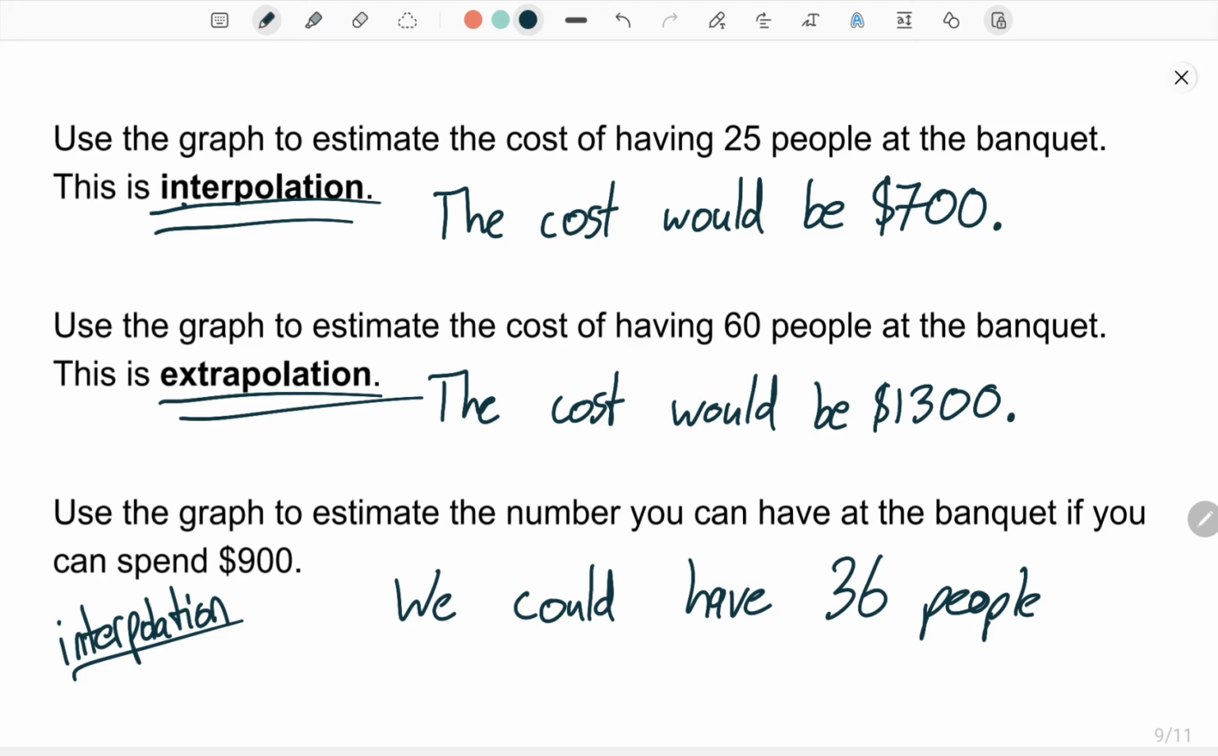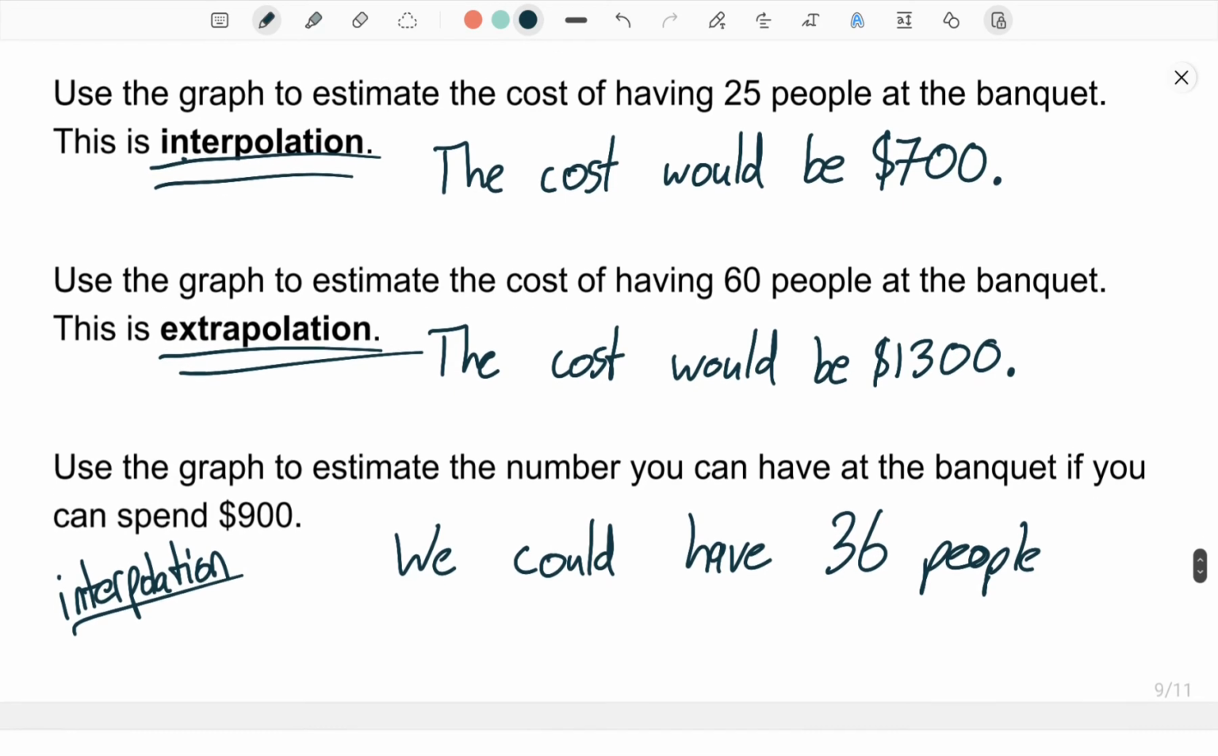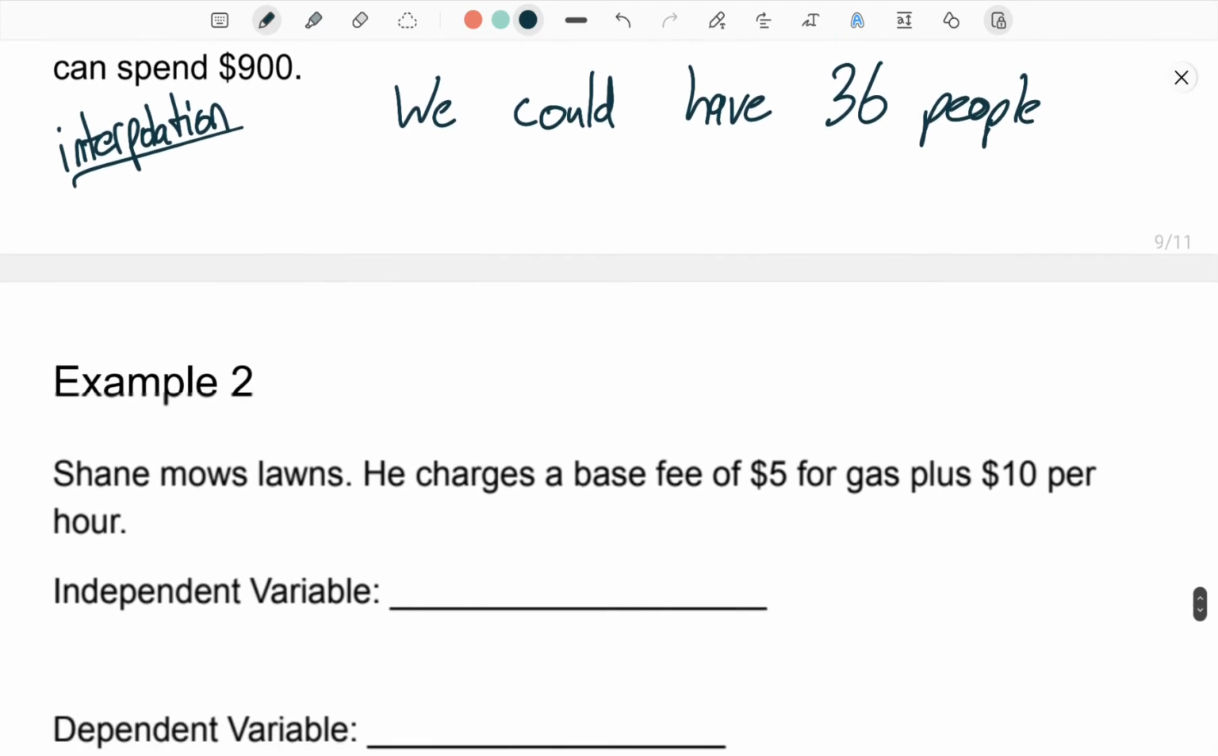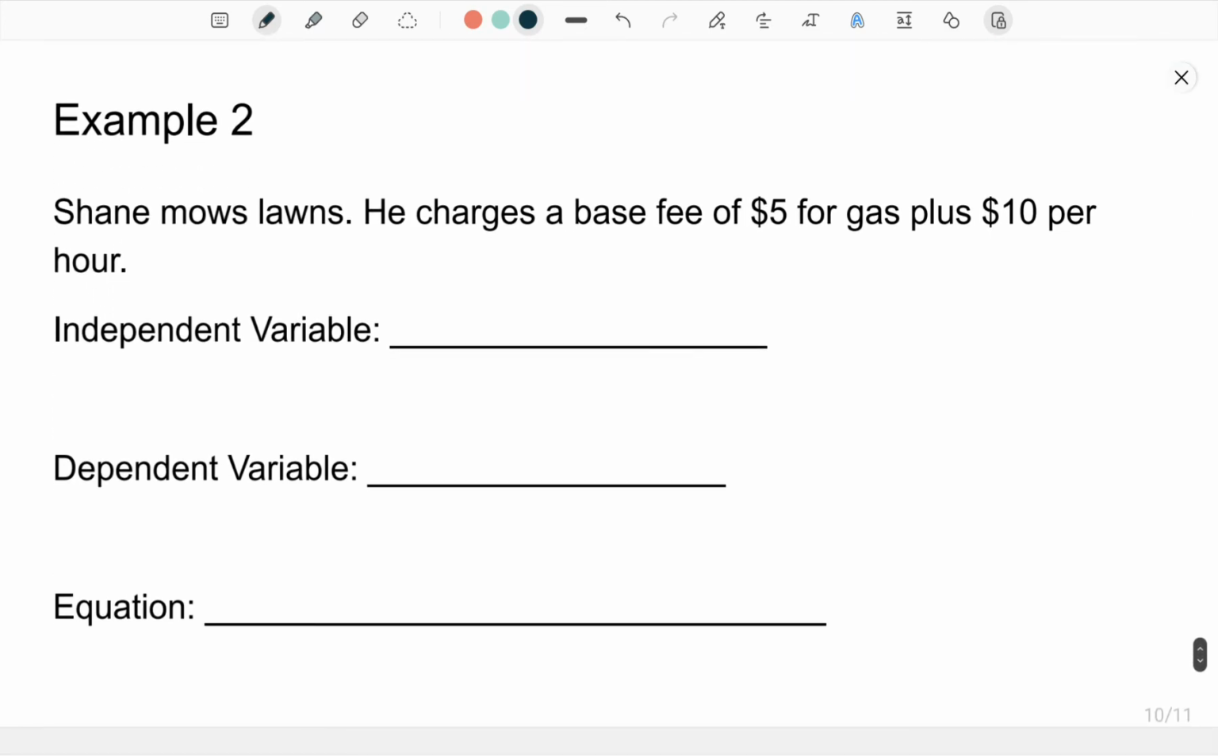Okay. So that's looking at a graph, all that we can do with it, and what interpolation and extrapolation are. Let's take a look at a couple more examples, again, of identifying variables and then creating equations based off of our words. So Shane, he's decided to mow lawns, and he's charging a base fee of $5 for gas plus $10 per hour. So what depends on what? Well, if we're looking at money, oftentimes, as I said before, that's going to be what's being affected. So that's what's changing, depending on some other thing.